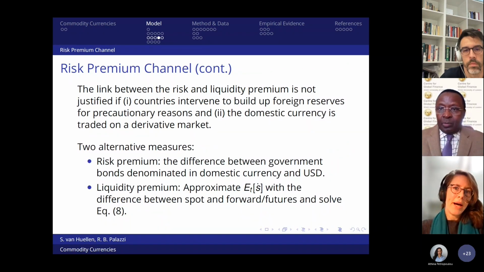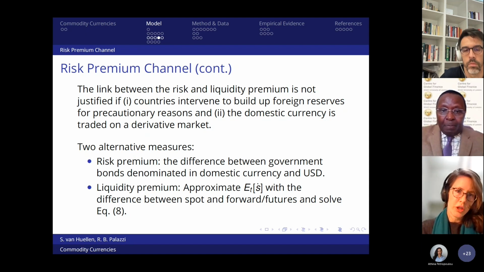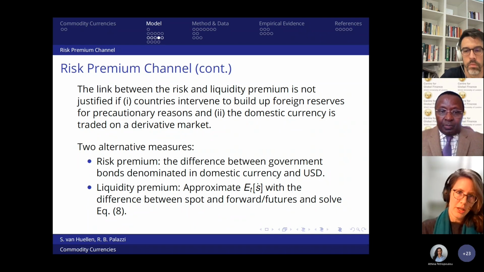However, this assumption might actually not be completely justified, and the reasons are twofold. We do see that a lot of emerging markets have hoarded reserve currencies for precautionary and strategic means. This hoarding has been done in a neutral way, so in a way that it shouldn't impact the exchange rate too much.